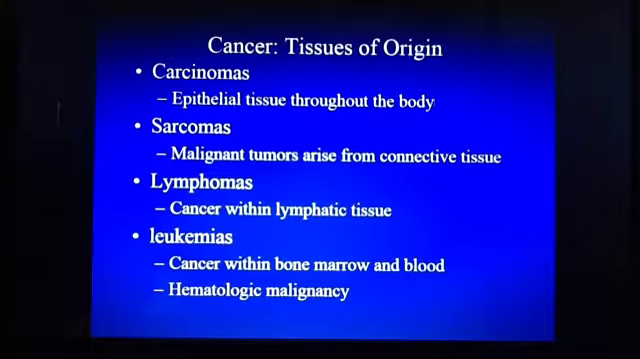Cancer, different types of cancers, so let's look at the tissues of origin. First, carcinomas. These are found in the epithelial tissues throughout the body. Then there are sarcomas. Sarcomas are malignant tumors which arise from connective tissue. Next, lymphomas. Lymphomas are cancers within the lymphatic tissue. And then leukemias. Leukemias are cancers within bone marrow and blood, such as a hematologic malignancy.